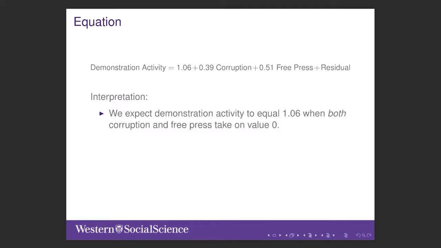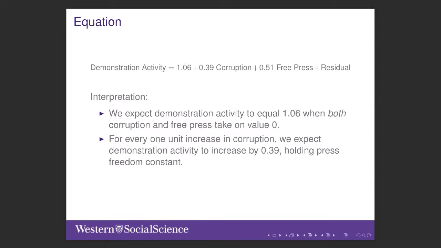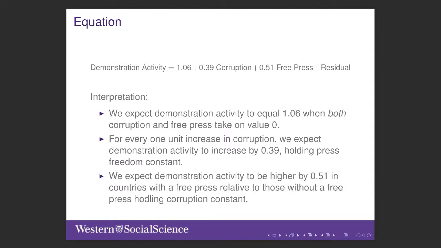The intercept tells us that we expect demonstration activity to equal 1.06 when corruption is 0 and the country does not have a free press. For every 1 unit increase in corruption, we expect demonstration activity to increase by 0.39, holding free press constant. We expect countries with free presses to have demonstration activity 0.51 higher than those countries that do not have free presses, holding corruption constant.